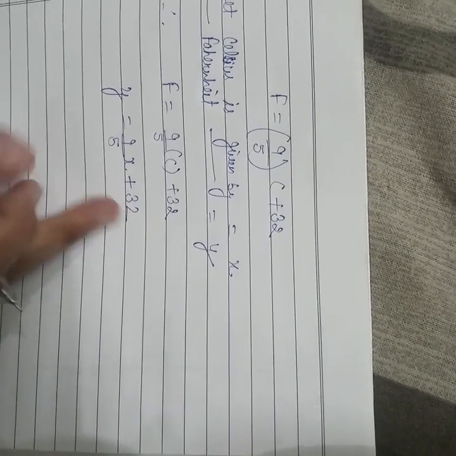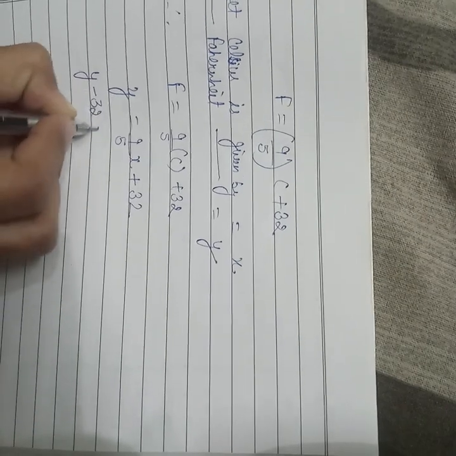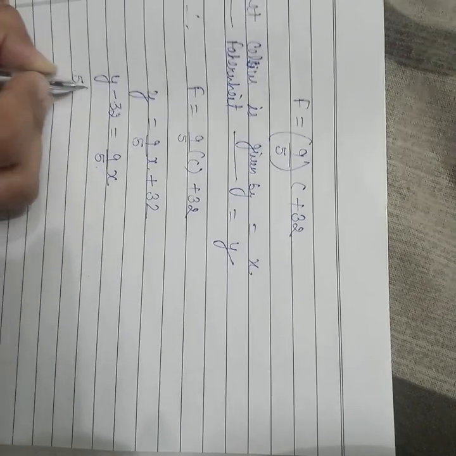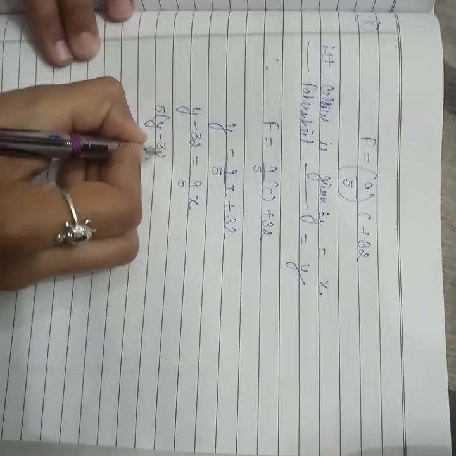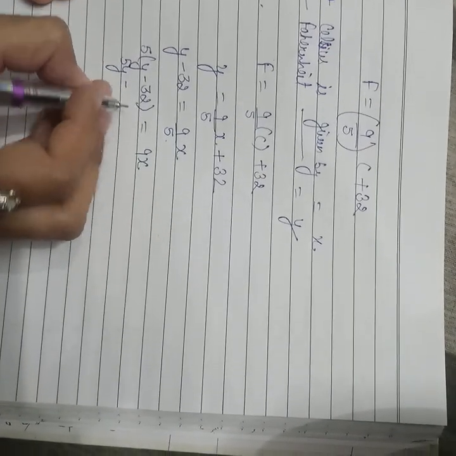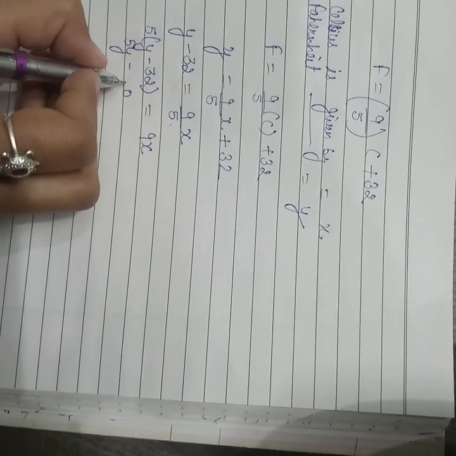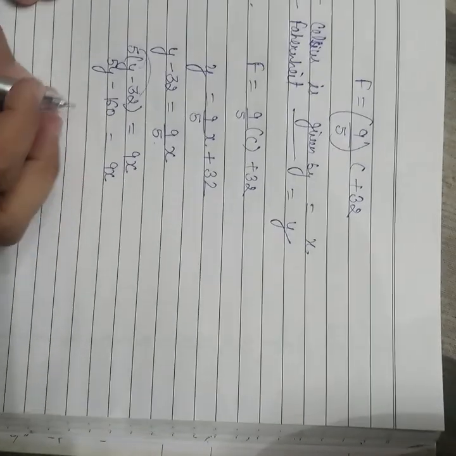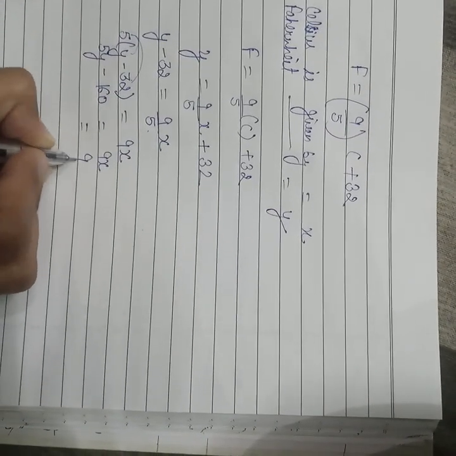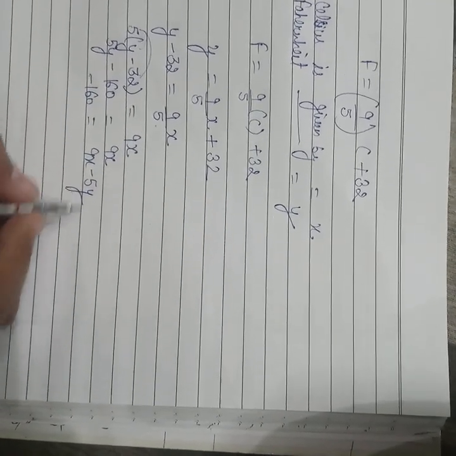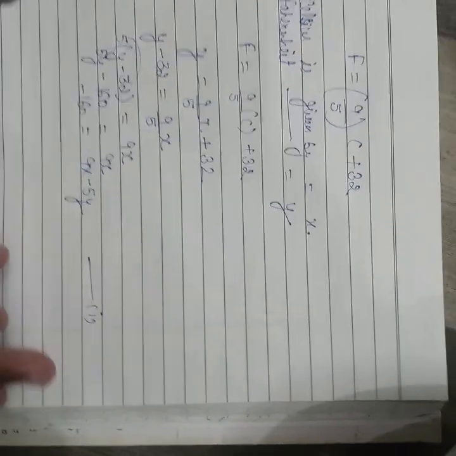Now plus 32 changes to minus 32, so y minus 32 equals 9 by 5 into x. Now by cross multiplying we get 5 into y minus 32 equals 9x. Now 5y minus 160, we multiply these numbers, equals 9x. Now 9x, here 5y changes to minus 5y, minus 160. This is the linear equation which is represented by the first equation.